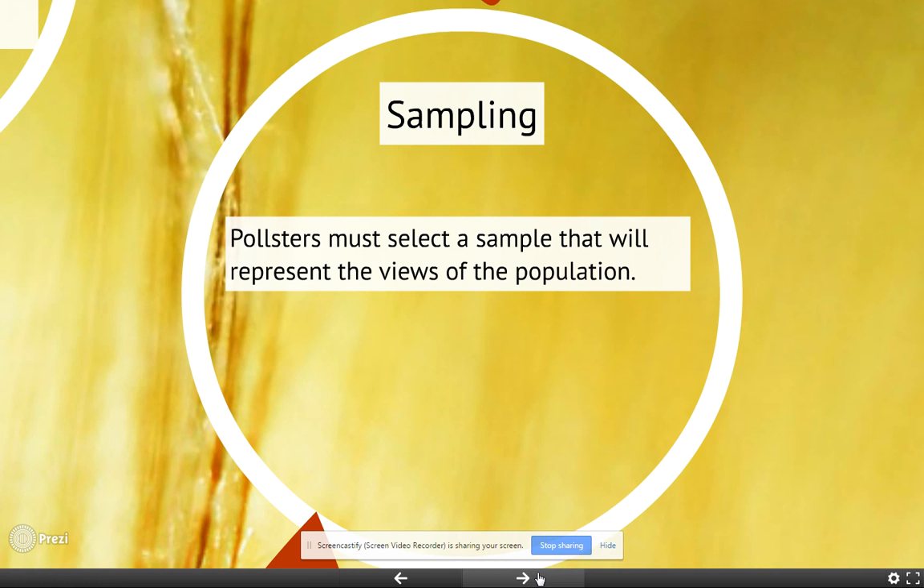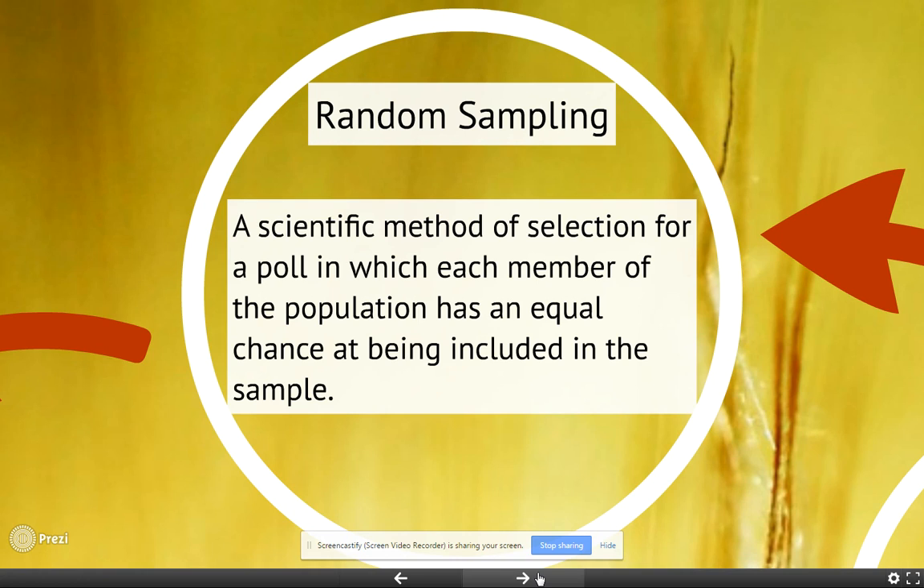So pollsters have to select a sample that will represent the views of the population. Random sampling is very difficult to do. It's a scientific method of selection in which each member of the population has an equal chance of being included in the sample. Relying on random sampling helps to ensure that the sample is not skewed so that one component of the population is overrepresented.